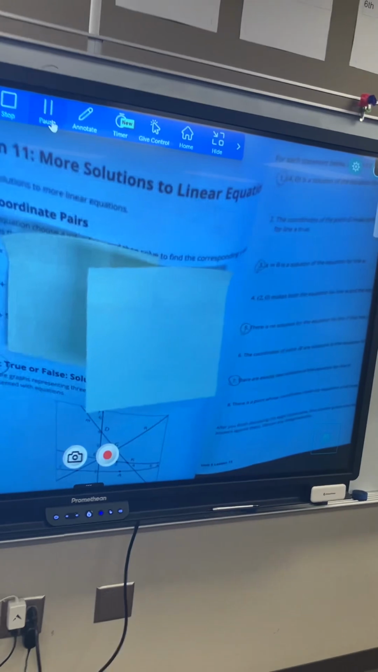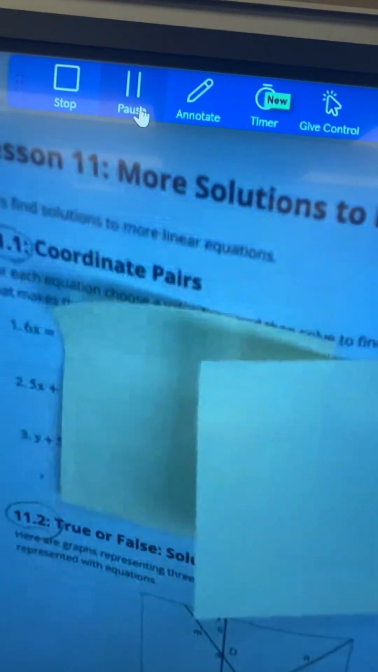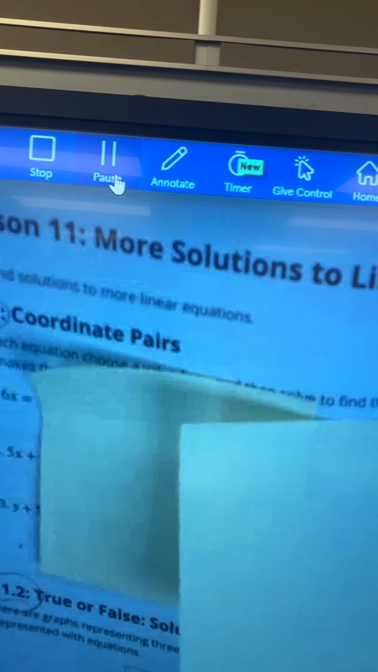Y equals 6, y equals 2, and then x equals 2.